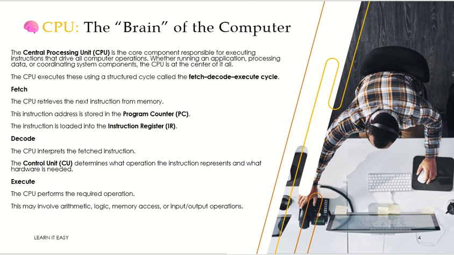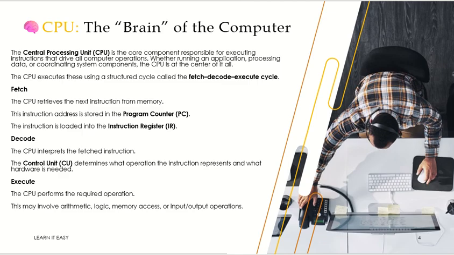The CPU executes these using a structured cycle called fetch, decode, and execute. Fetch, decode, and execute. This is the complete cycle. In the fetch process, the CPU retrieves the next instruction from memory. This instruction address is stored in the program counter, and the instruction is loaded into the instruction register.